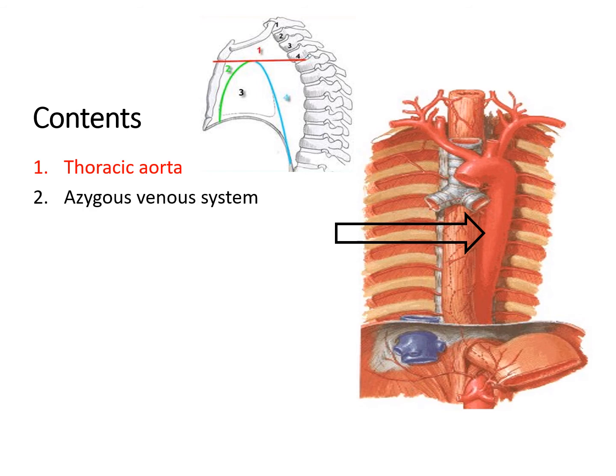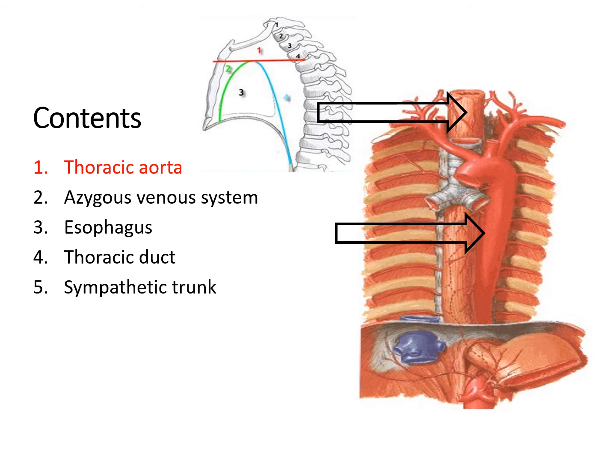The azygous venous system, again, you will not be able to see here. Later, during my next video, I hope you will be able to appreciate these azygous veins. And then the esophagus is there, and you can see the esophagus. And then we have the thoracic duct, which again you will not be able to see here. The sympathetic trunk and the thoracic splanchnic nerves are also contents of the posterior mediastinum, which you will not be able to see in this figure.